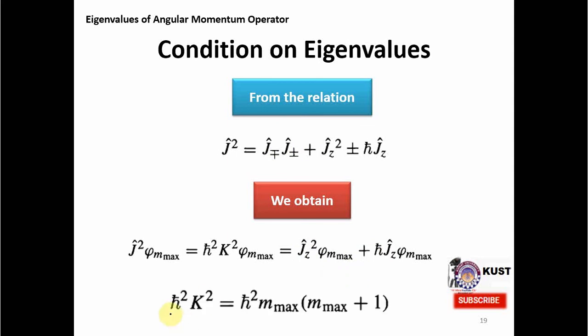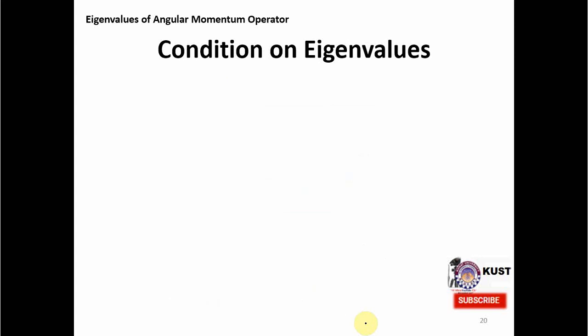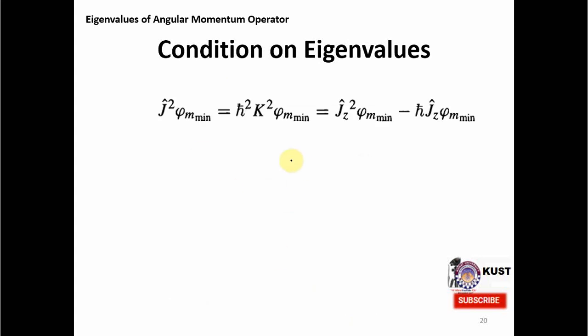And so now we know that ħk² is equal to ħ²m maximum into m maximum plus 1, because of the J plus structure. Similarly, the condition for J² acting on phi minimum will be equal to ħk² phi minimum, but this is equal to Jz² phi minimum, with just the sign opposite. In the maximum case it was a plus sign, and in the minimum case it is a minus sign, otherwise the rest is the same. So now we know that ħk² is equal to ħ²m minimum into m minimum minus 1.